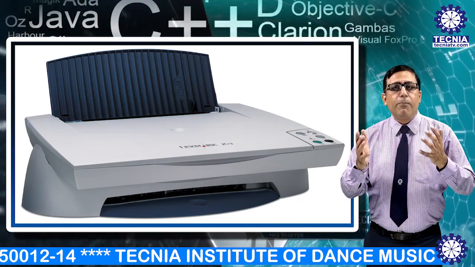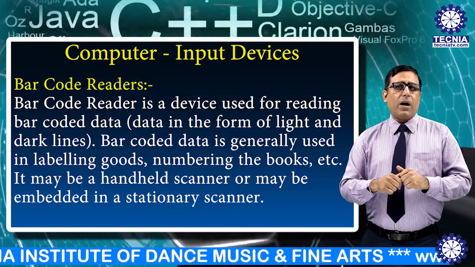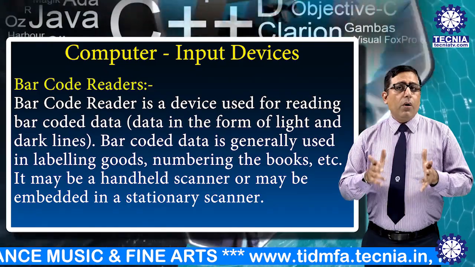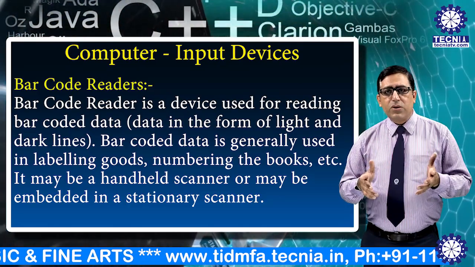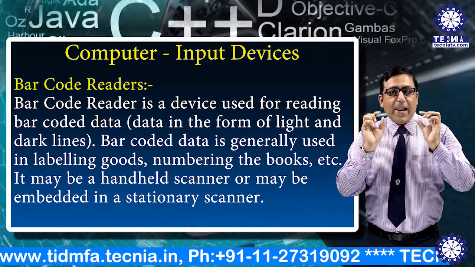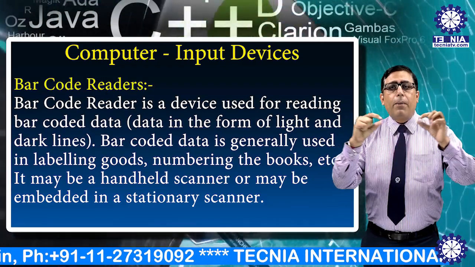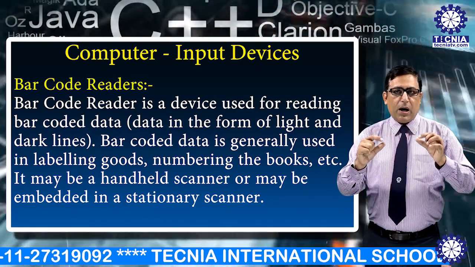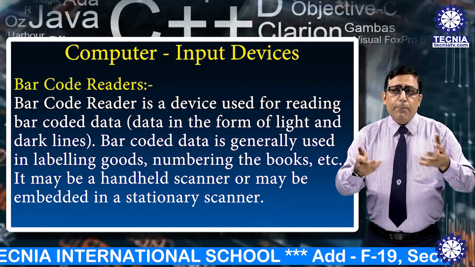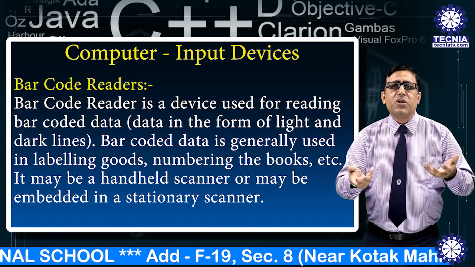That is the main benefit of the optical character reader. Now we are coming to the next input device, that is barcode reader. Barcode reader is a device used for reading barcoded data in the form of light and dark lines. You can see the dark lines read the barcode. Barcoded data is generally used in labeling goods, numbering the books. It may be a handheld scanner or may be embedded in a stationary scanner.